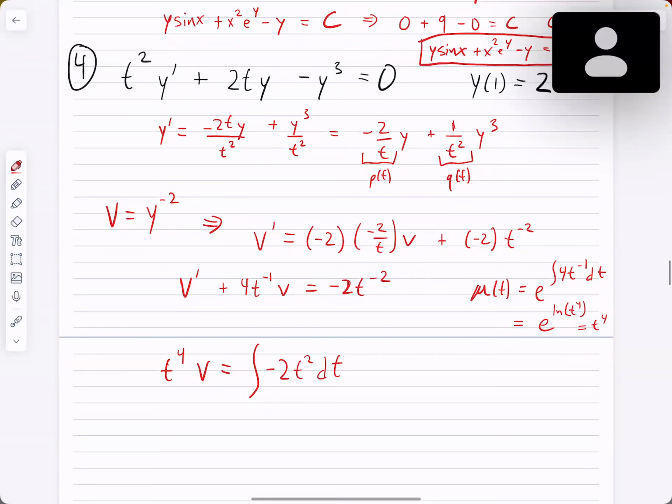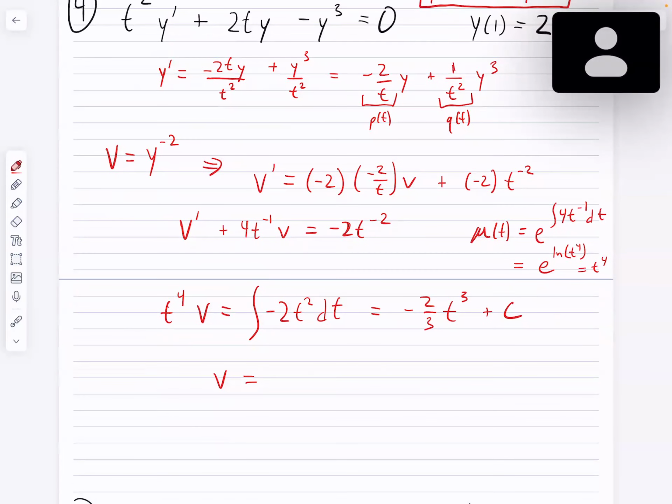Then what does that become? The integral of that becomes, and where did this come from? I multiplied q of t times the integrating factor t to the 4th. And so that's how I got t to the positive 2. That becomes negative 2/3 t cubed plus c. Now the next step is to solve for v. So v is going to be negative 2/3, and then t to the 3rd divided by t to the 4th is t to the minus 1, and then plus c t to the minus 4.